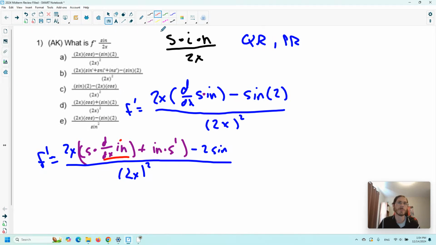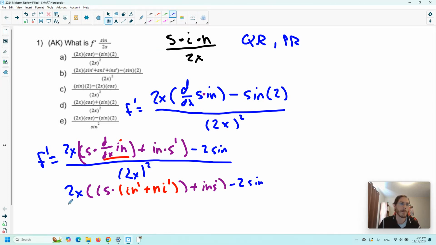All right, so now we still have to do this part, which is the derivative of in, but this is another product rule. So we've got 2x, and then we've got the big parentheses in purple. So that's s times, and now we have to do the derivative of in. So that would be first i times the derivative of the second n, plus the second n times the derivative of the first i. All right, so that's that part. And then plus, we still have i n s prime. Okay, and then minus 2 sin, over 2x squared. All right, so we finally did all the derivatives.